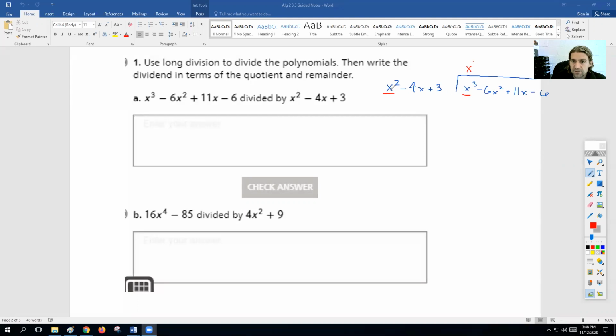Alrighty, so we would multiply everything by x. x squared times x is x cubed. 4x times x is minus 4x squared. 3 times x is 3x.